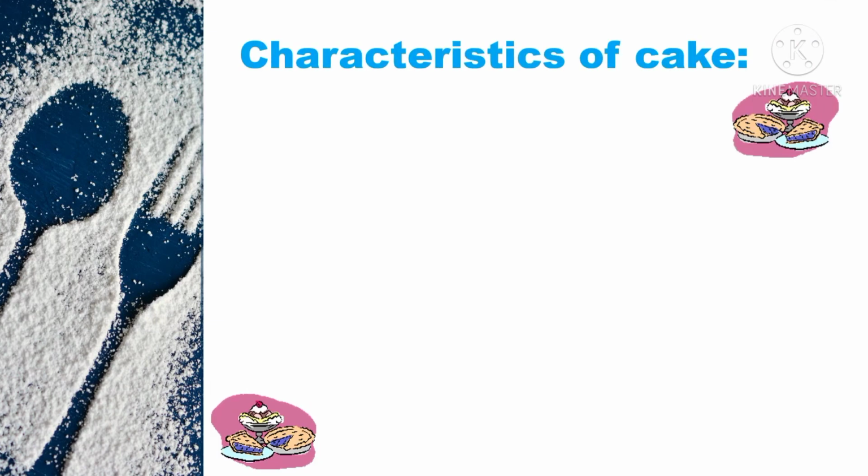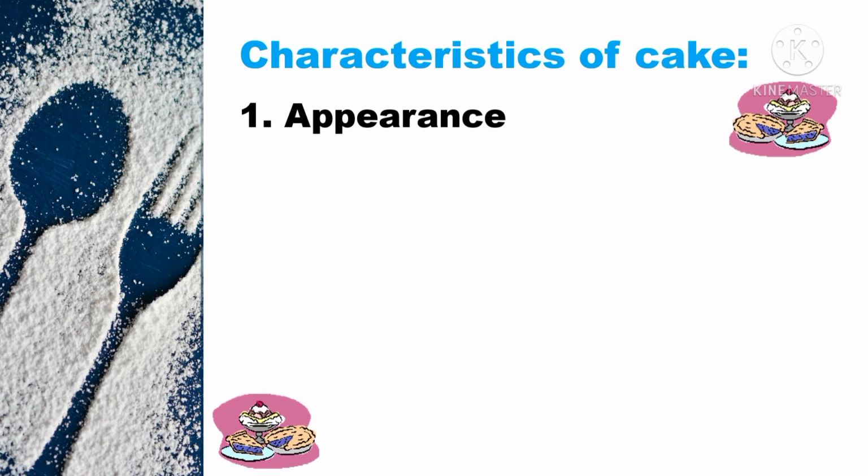Here are some characteristics of a cake. Number 1, appearance. The first thing that pulls anyone is the appearance of the cake. A cake ought to be excellent and appealing to get the first look of each individual present on the floor. Everything that we talk about the cake comes after the appearance. So, appearance is one of the most significant features of the cake.